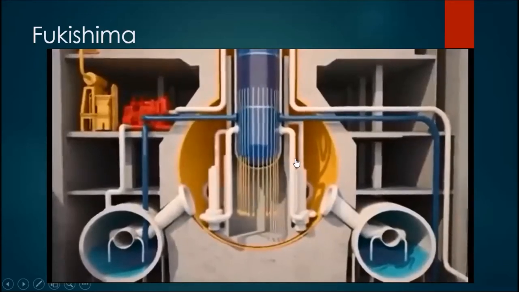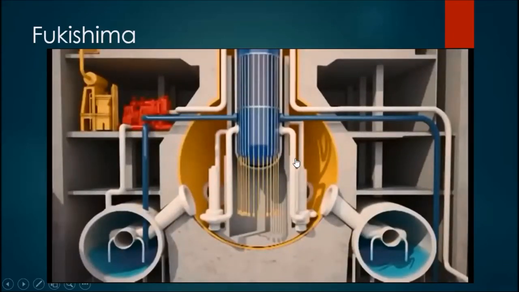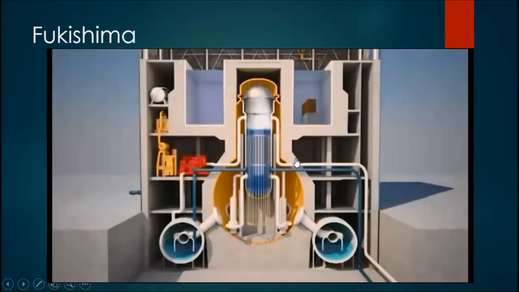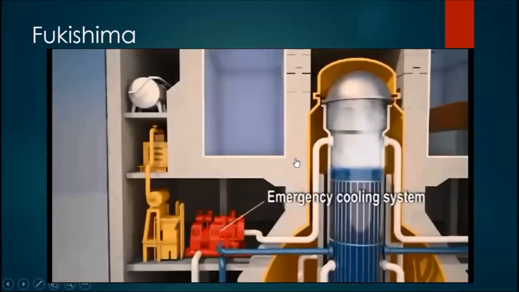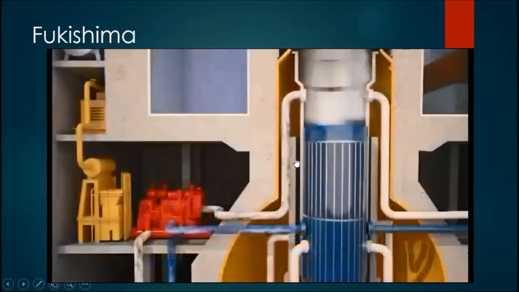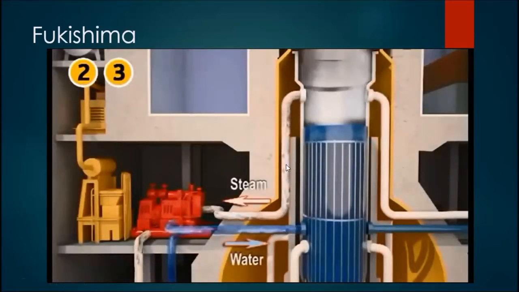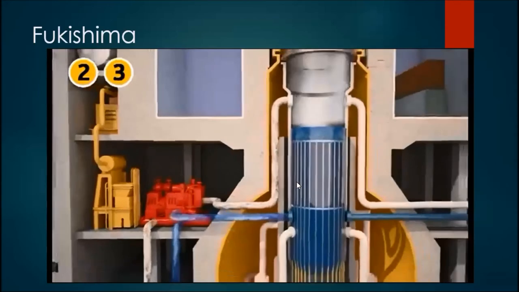When the earthquake hit the coast, seismic sensors triggered the insertion of control rods. Although fission reactions stopped, the residual heat had to be removed. The off-site power supply was lost, and the emergency diesel generators took over automatically. They supply electricity to the backup systems needed for core cooling. In reactors 2 and 3, it is a turbo pump.